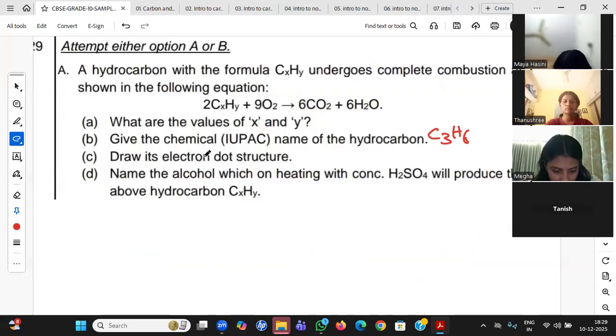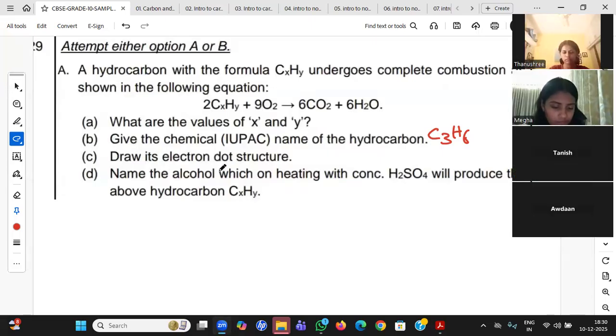He's asking for the IUPAC name. Very good, Megha, right answer. Tanushri, very good. C3H6, the general formula matches with alkene. Three carbons, so propene is the right answer. Propene, very good, Tanish.